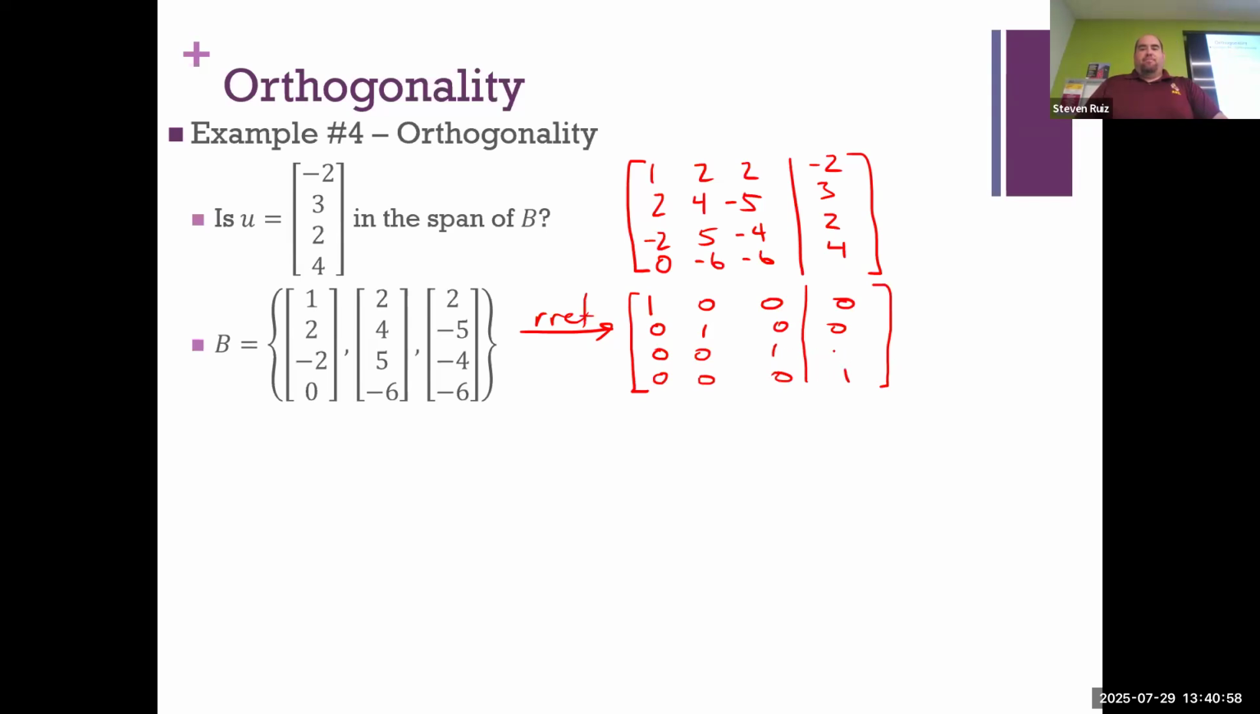It's not in the span, right? So we essentially found that 0 = 1. So this failed. So we know that U is not in the span of B, but we can still do this dot product approach because we have an orthogonal basis. And what that'll give us is the vector that's in the span of B that comes closest to U.